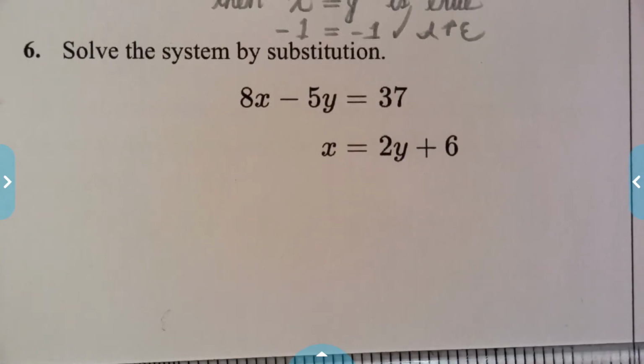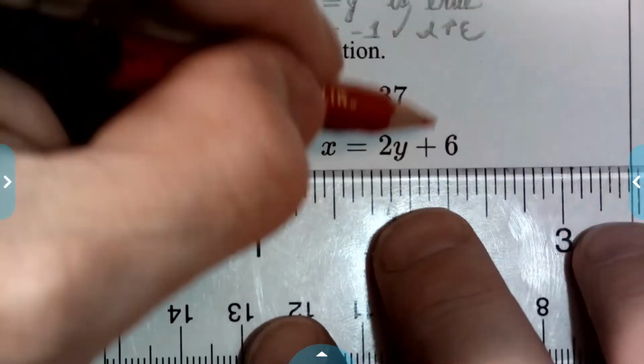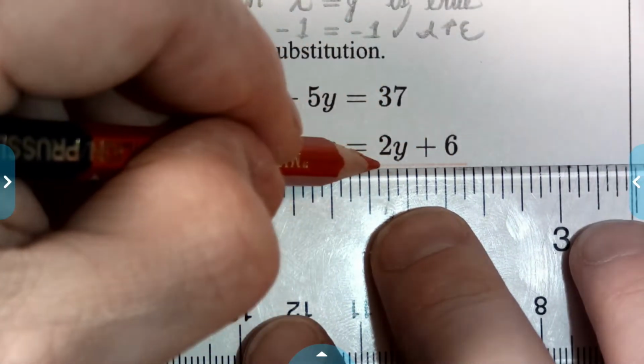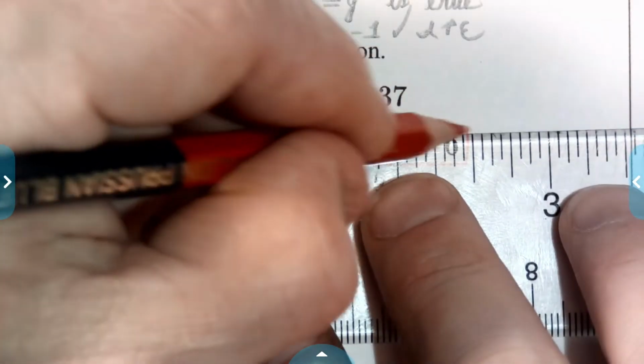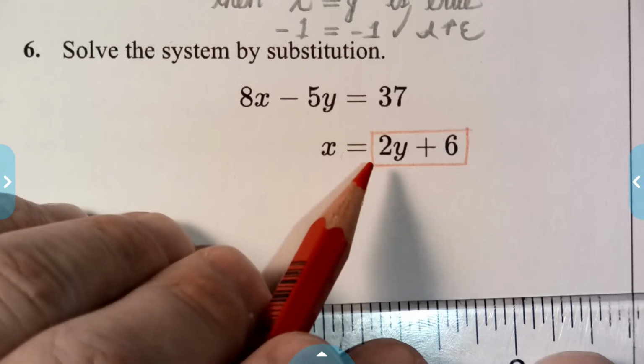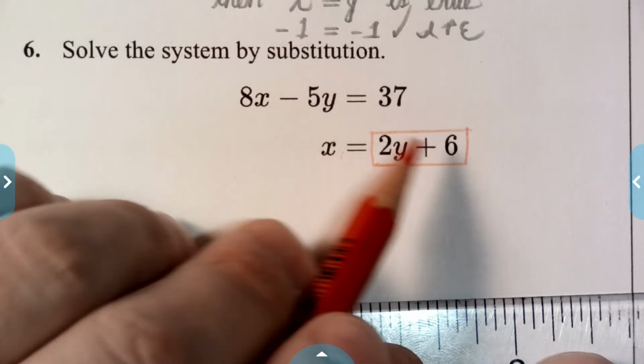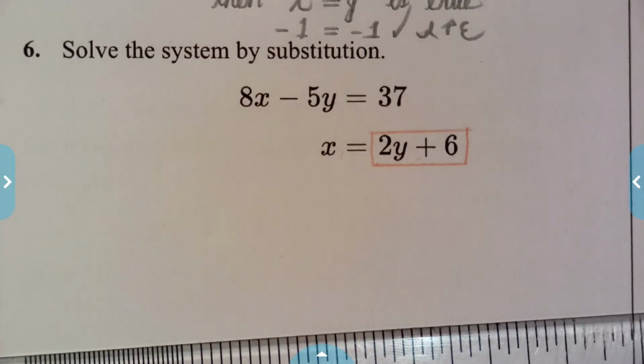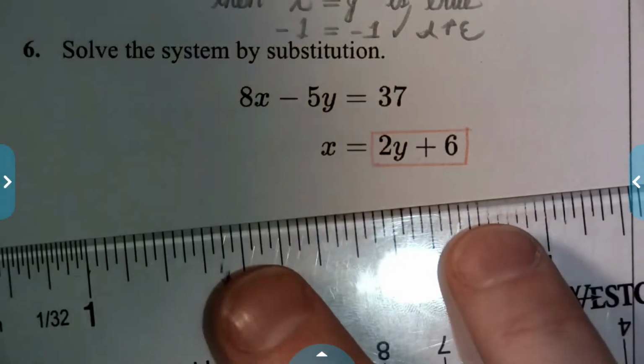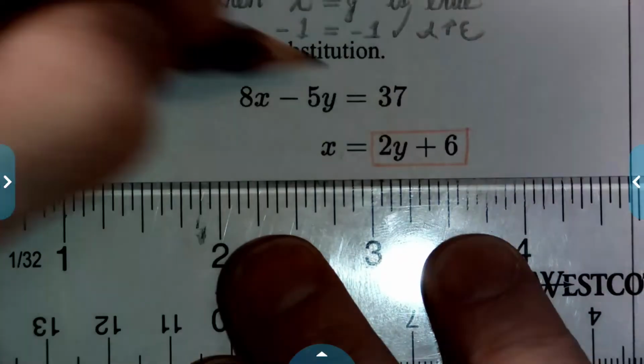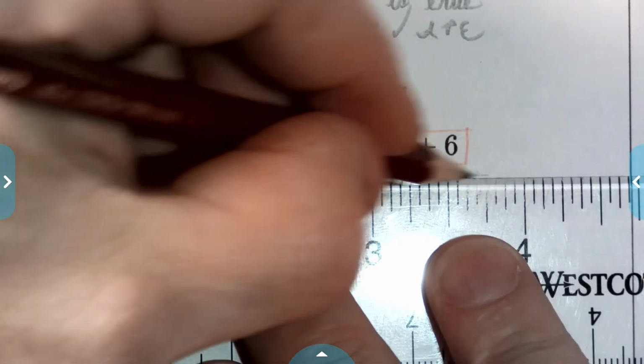Okay, number 6. Now we finally get into a situation where this gets a little bit more interesting. It's saying solve the system by substitution, and x is given as something a little bit more interesting than just y. Okay, so we're going to substitute in 2y plus 6 for x in equation 1. We have to tell the reader what we're planning to do here.